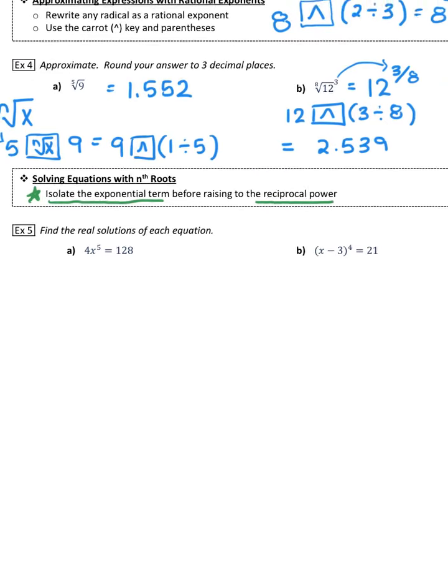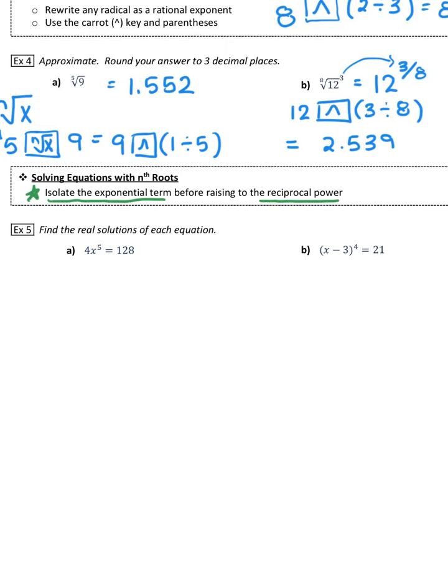So we have here 4x to the 5th. We want to isolate x to the 5th, so we're going to divide both sides by 4. So I have x to the 5th equals 32. And I'm going to now raise both sides to the 1/5, because that cancels this out and leaves me with just x. And on this side, the 5th root of 32, you don't have to write it in radical, I'm just emphasizing that they mean the same thing. That is going to be 2. And that would be our answer.